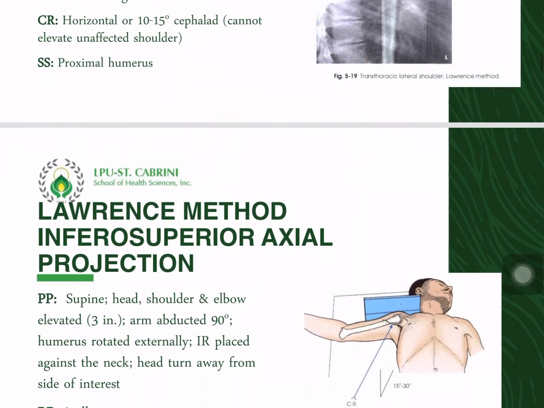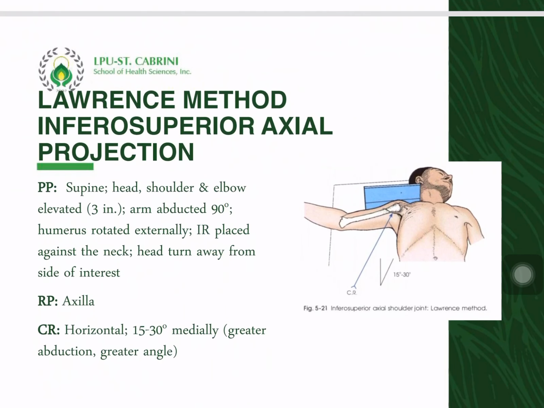Alright. So next is the inferior superior axial projection of the shoulder joint, Lorenz method. So in this method, the patient is positioned supine with the head, shoulders, and elbow elevated approximately 3 inches. So the affected arm is abducted as much as possible until it forms a right angle to the long axis of the body. So keep the humerus in external rotation and have the patient's head turn away from the side being examined so that the vertical IR can be placed against the neck.